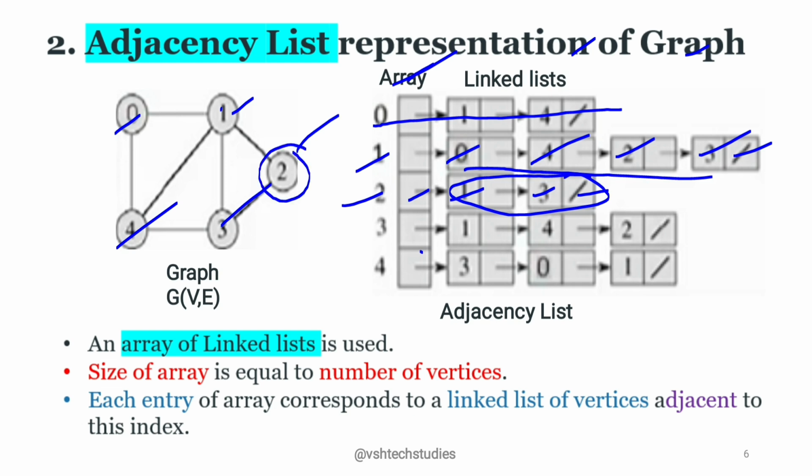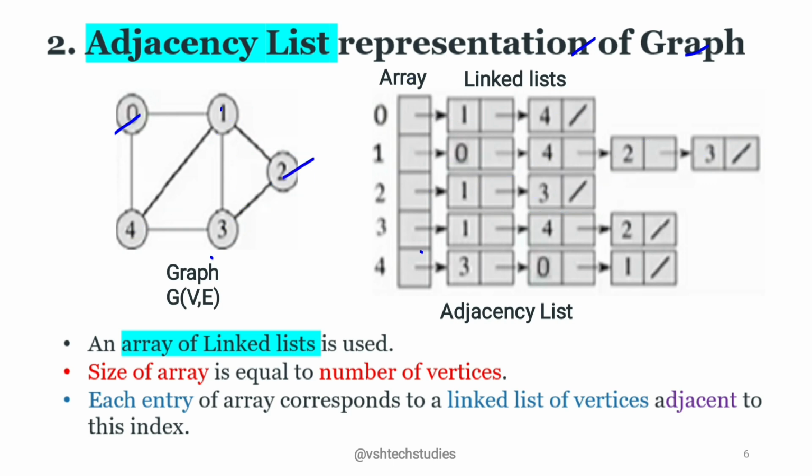For this 2, 1 is adjacent, 3 is adjacent because they are connected through edges. Hence for 2, in array with index 2 which corresponds to vertex 2, there the address of 1 is stored which is adjacent to 2, and 1 is made to point to 3 which is adjacent to 2. Both are over, hence 3 is made to point to null. That will be the end of linked list which corresponds to vertex 2.